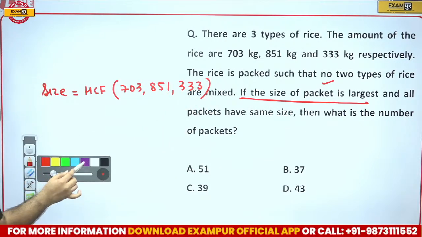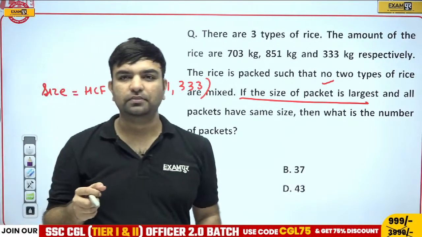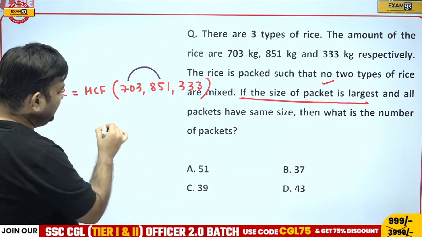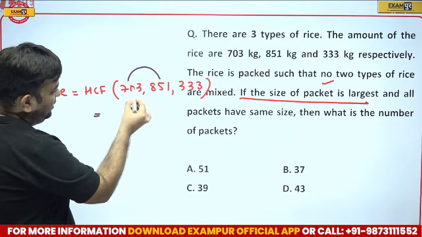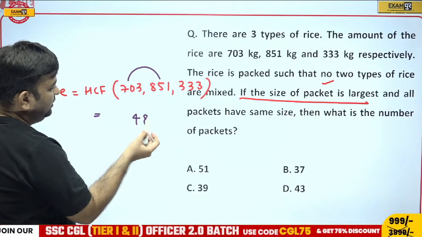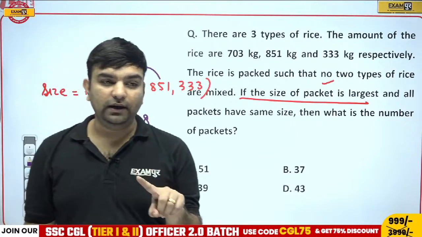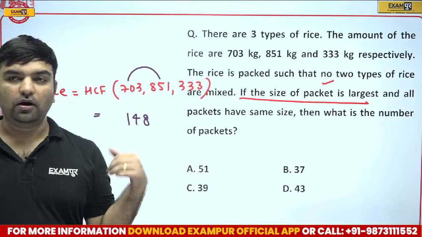Take the difference between the nearest two numbers. What is the difference between the nearest two numbers? 851 minus 703: 1 minus 3 is 8, 5 minus 0 is 5, 8 minus 7 is 1. So 148. Either 148 is the difference, the HCF, or its factor.